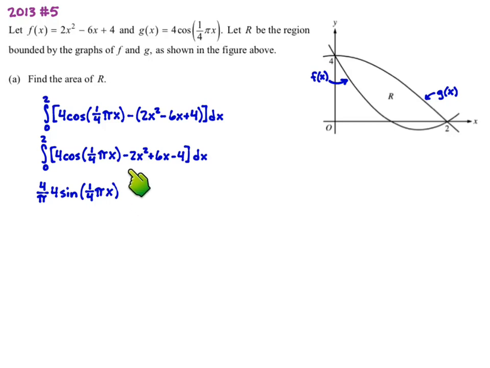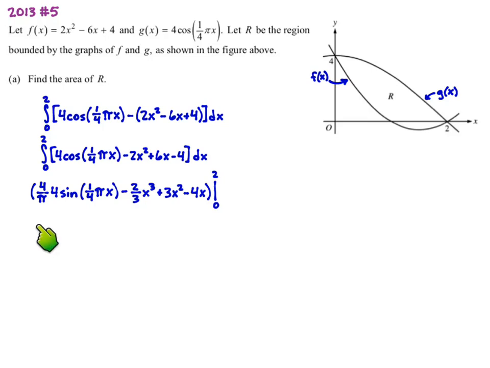The antiderivative of negative 2x squared is negative 2/3 x cubed. The antiderivative of 6x is 3x squared. And the antiderivative of negative 4 is negative 4x. And that's all going to be evaluated from 0 to 2.